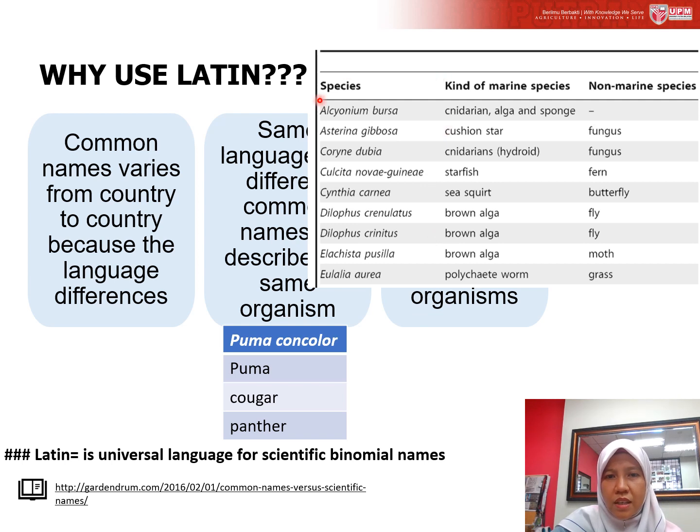Here you can refer to the list in the table. For example, Asterina gibbosa refers to the marine species, the cushion star, but it can also refer to a fungus. So students, Latin is actually a universal language for scientific binomial names. If you want to read more about using Latin in scientific names, you can click here and get more information in this link.